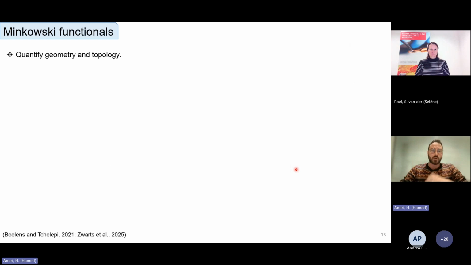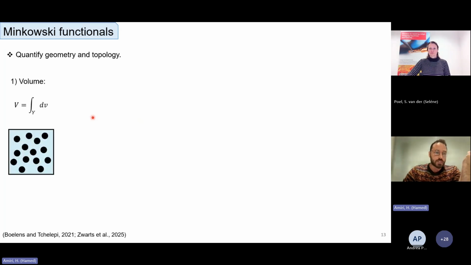So these were the SMDs, but another set of tools that you can use is the Minkowski functionals. Minkowski functionals were initially introduced in integral geometry and can be used to describe the geometry and topology of complex materials. For a 3D volume, you can define 4 Minkowski functionals.